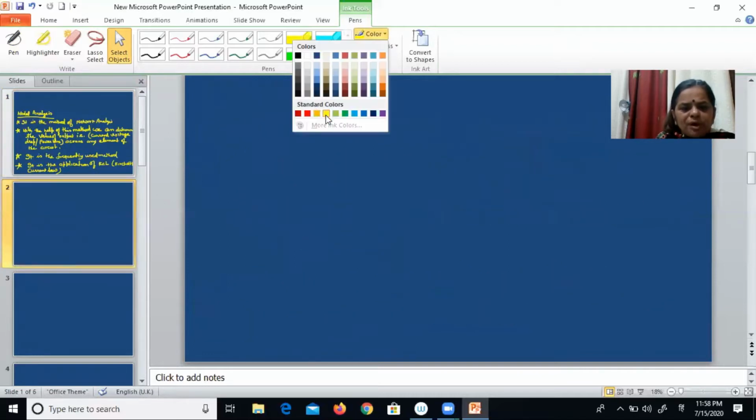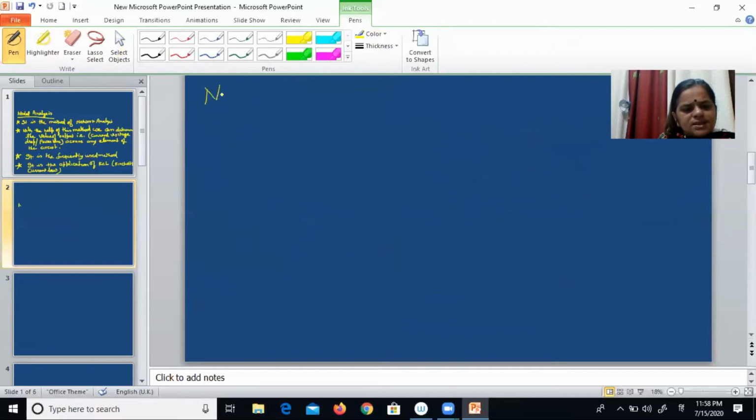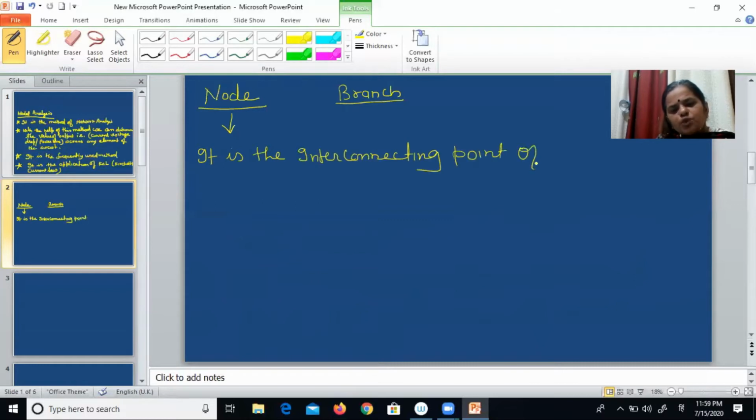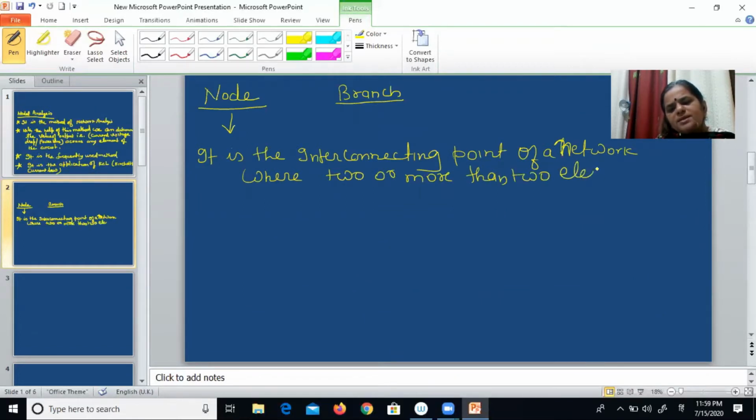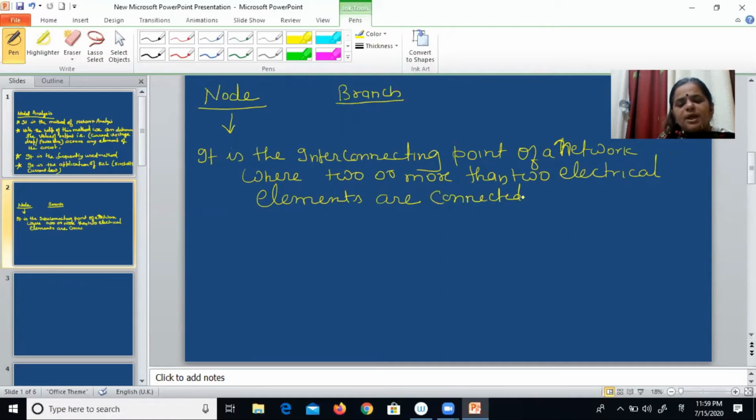Okay, so those are some facts about network analysis and nodal analysis. Now, before understanding nodal analysis, let me clarify what a node is. You should be aware of a few terminologies, node and branch. A node is the interconnecting point of a network where two or more electrical elements are connected. These electrical elements can be active elements or passive elements.